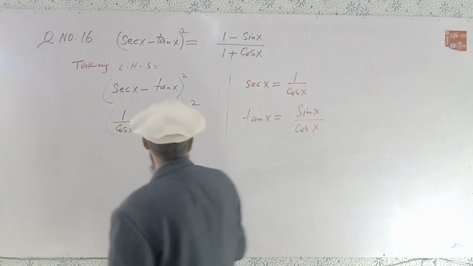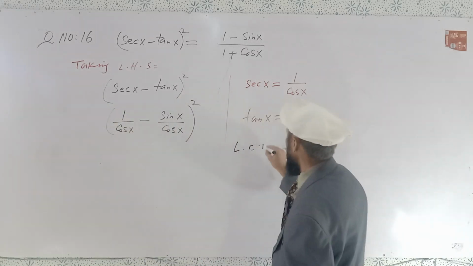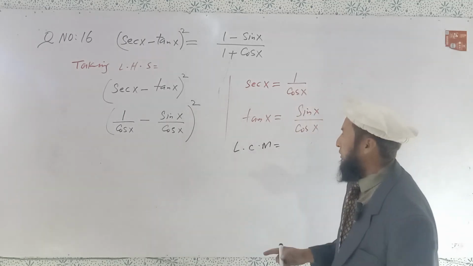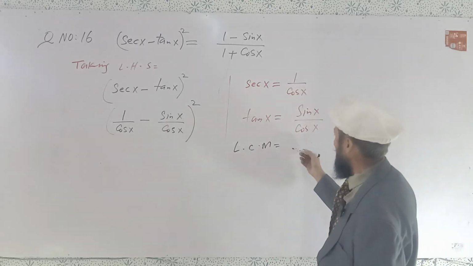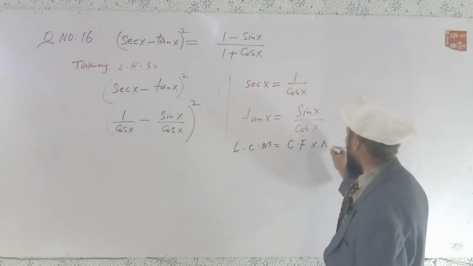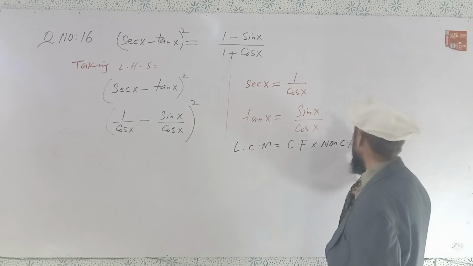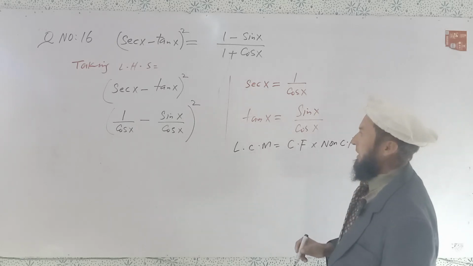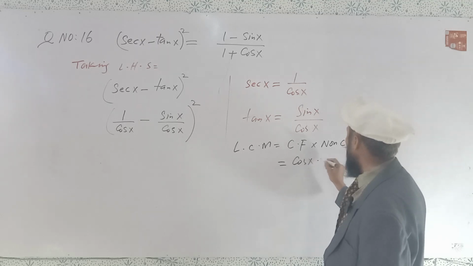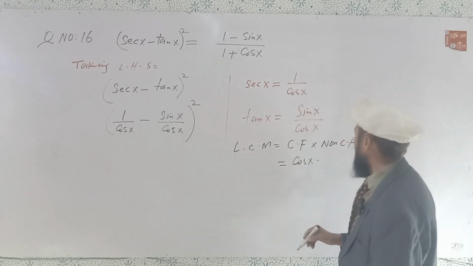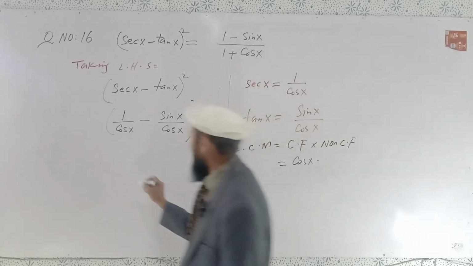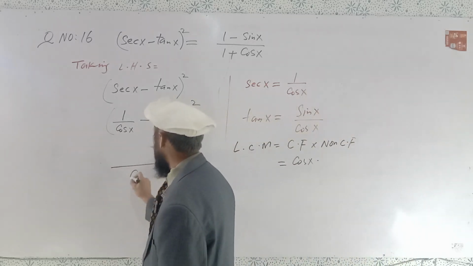LCM stands for least common multiple. Its formula is common factor multiplied by non-common factor. Here cos x is the common factor, and the non-common factor is nothing. So we take LCM cos x.